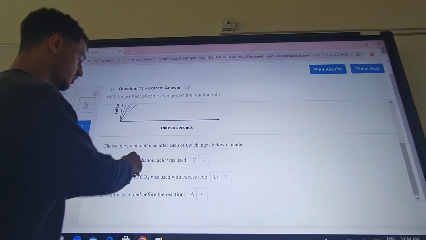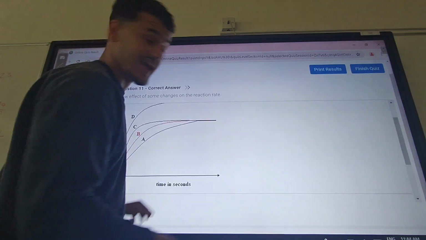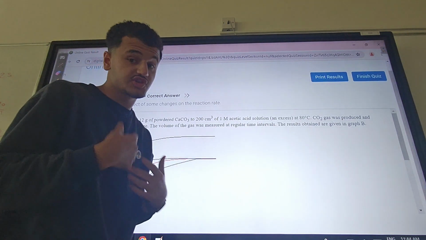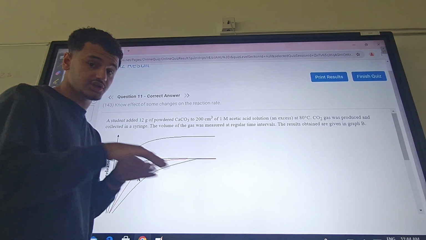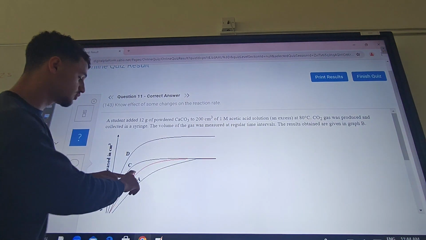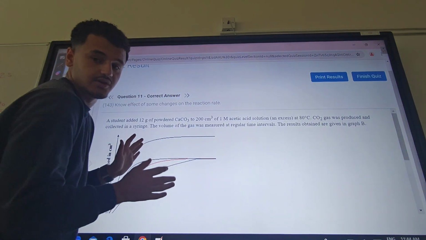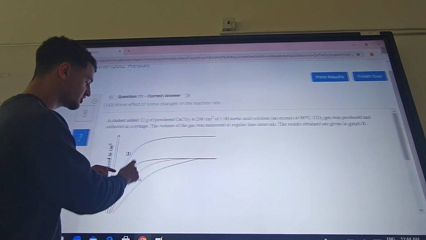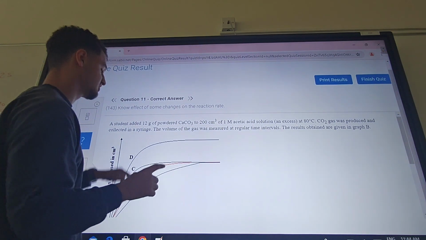If you increase the concentration of the acid, which is in excess, will it change the product formed? No, right? If our original one is B, what's going to happen? It's just going to become faster. No more extra product will be formed, so it's just going to be C. Okay, because it's the excess, we're increasing the excess.